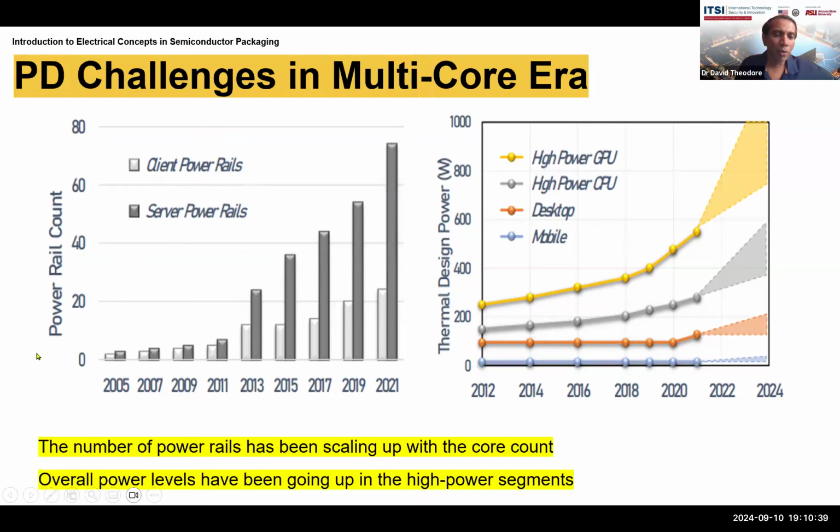So if you look at the rail count, power lines coming in, as a function of year, you can see that the client power rails are increasing to, in this case, more than 20, whereas for the server, the power rails are going up to 70 to 80 rails for a given server, for instance.